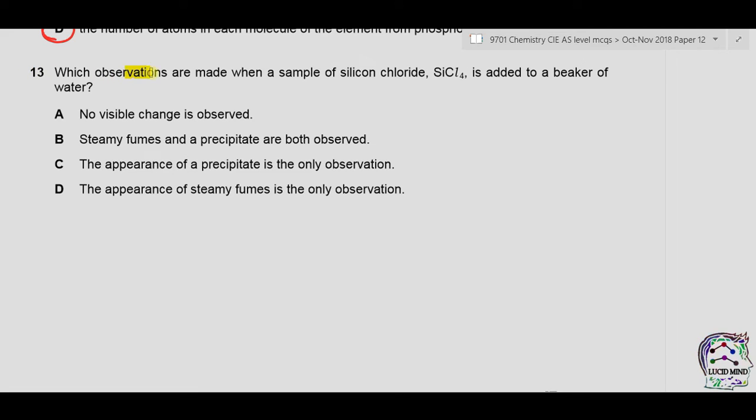Question 13. Which observations are made when a sample of silicon chloride is added to a beaker of water? When silicon chloride is added to water, a chemical reaction takes place, and silicon dioxide along with HCl is formed. Now silicon dioxide is an off-white precipitate, and white fumes of HCl are formed.